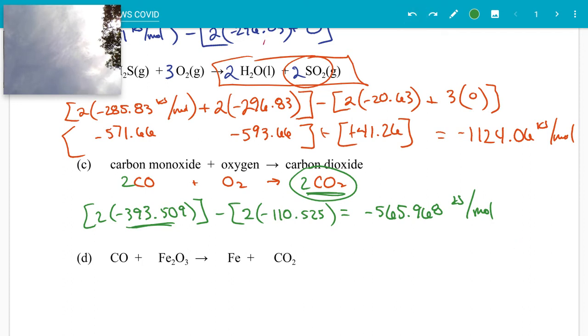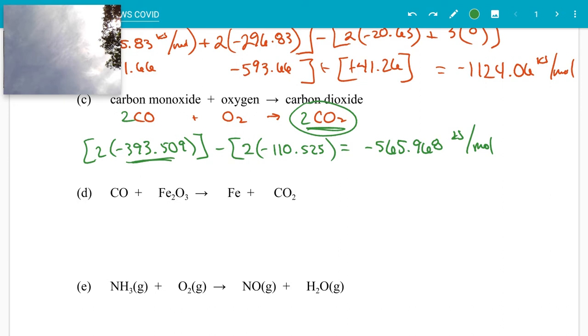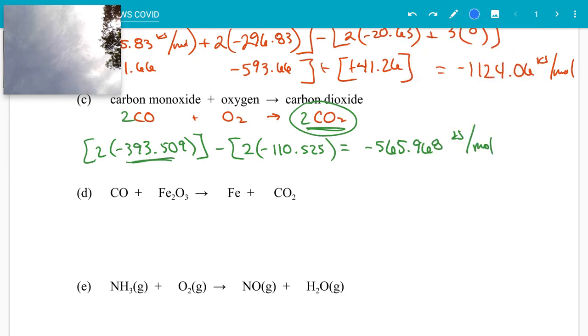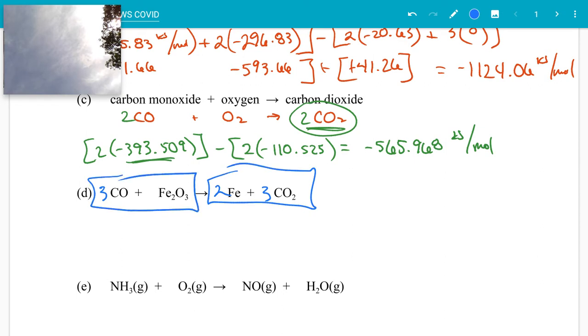Okay, moving on to problem D. Okay, we have, I'm just going to balance this out for you quickly. So to balance this one out, we would use 3 for the carbon monoxide, and then we have the iron 3 oxide, and then 2 iron, and then carbon dioxide, and that should be properly balanced. So now we're going to subtract, remember, the products from the reactants. We'll look it up on the table, but I already have those numbers written down.